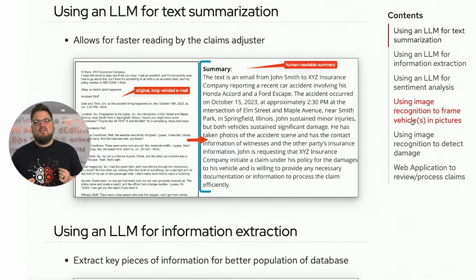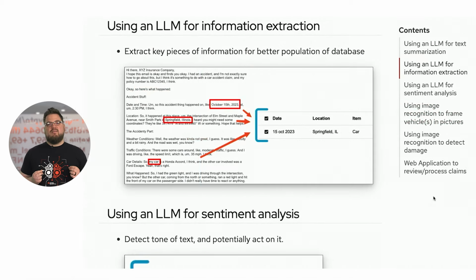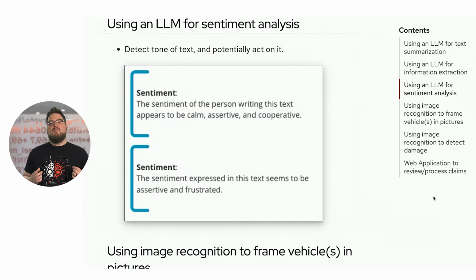Here, we'll be using an LLM to summarize the text of emails that have claims information. We'll pull out things like date, vehicle, and location. We can also look at the sentiment of the email. Is this customer frustrated? Are they being polite? This may help in how we process and order different claims coming in.